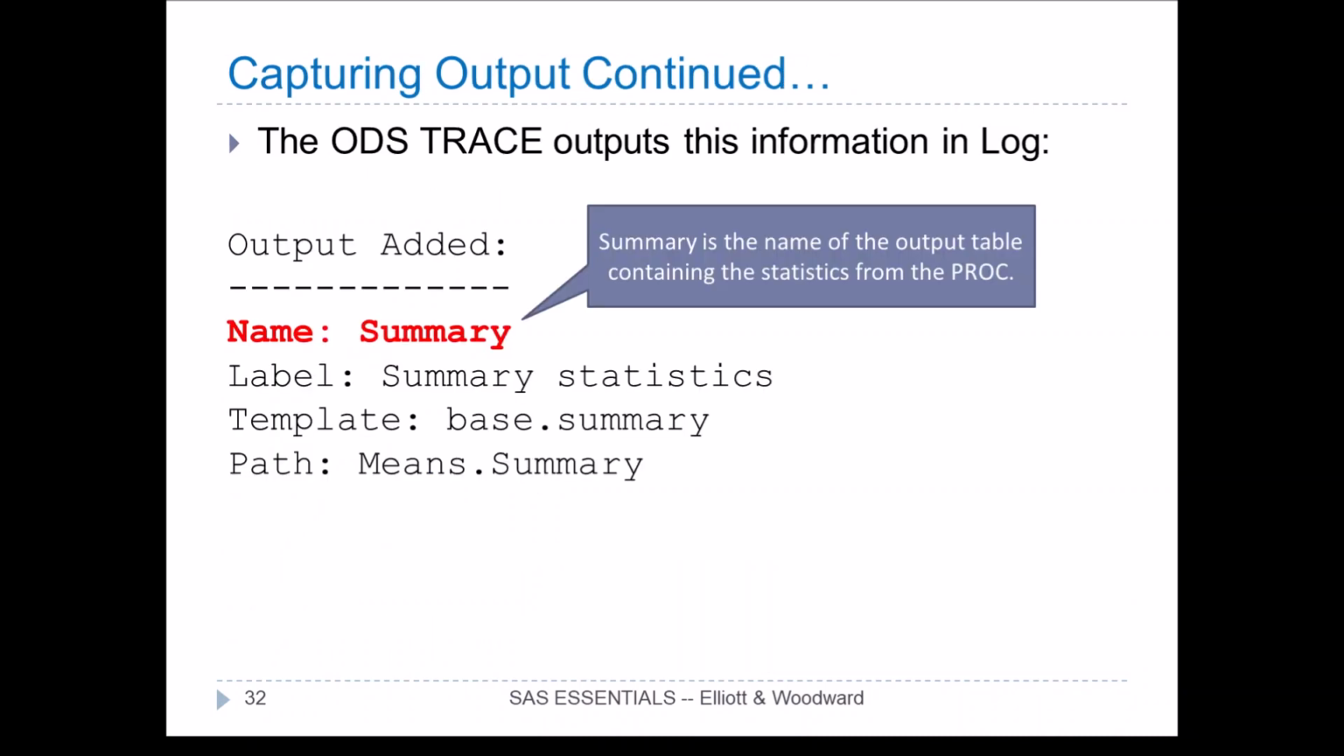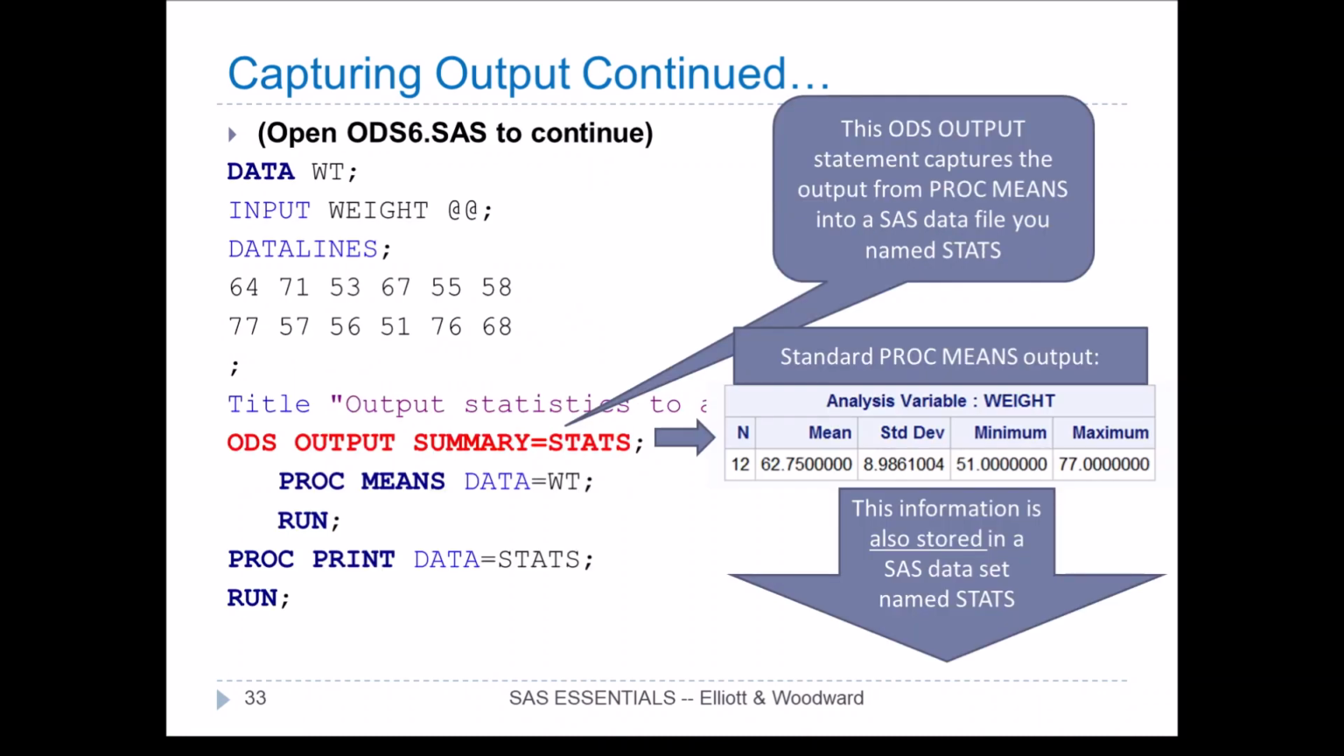Now when we run this program, we get this output in the log that tells us the name of the table created by means is summary. Now again, once you know the names of these tables, you don't have to do the trace on all that often. Once you know these tables, you can just use them. But if you don't know the names of the tables, then use that ODS trace on and off. But here we know the name of the table is summary from proc means.